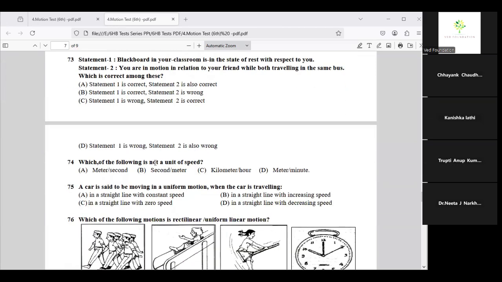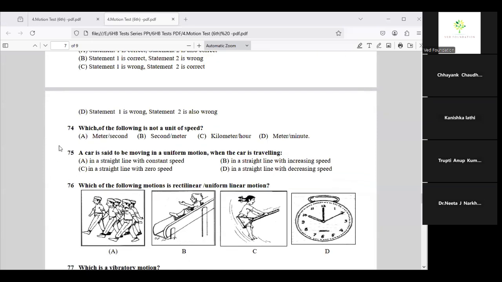74. Which of the following is not a unit of speed? And options are meter per second, second per meter. This is not the unit of speed. Let us check next. Kilometer per hour. Yes, this is a unit of speed. Meter per minute. Yes, speed is also measured in meter per minute. So the answer is option B, second per meter. That is not the unit of speed.